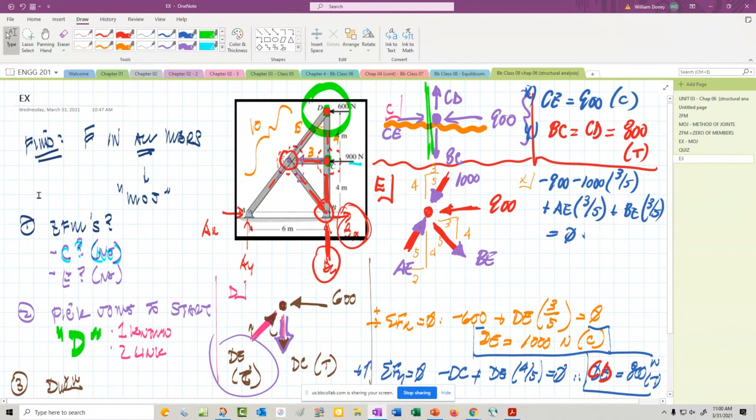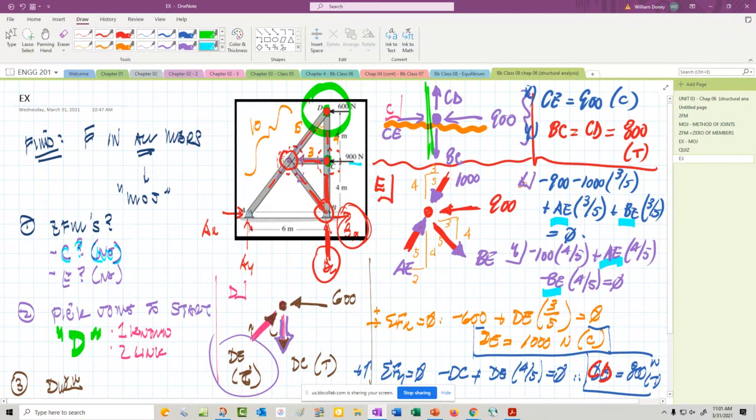All right, that doesn't really help me out because I still have two unknowns there. So let's look in the Y direction. Try to fit this still in here. In the Y direction, I have minus 1,000, 4/5, plus AE, 4/5, minus BE, 4/5, equals 0.